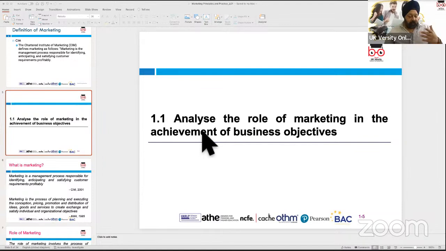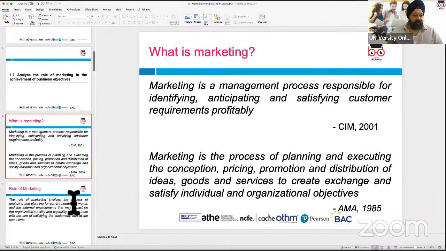So the first part we will go further into, which I've started off as a discussion, is the role of marketing. So here we need to look at the analysis of the role of marketing to achieve business objectives. I have put in definitions of marketing here, as per CIM and the American Marketing Association, because it is important for us to understand why it is such a very important activity, or very important function, within the organization.